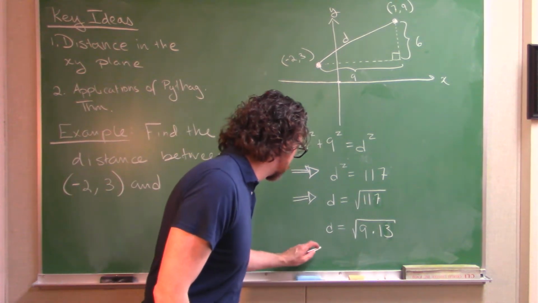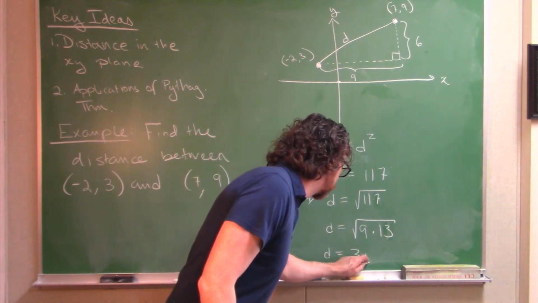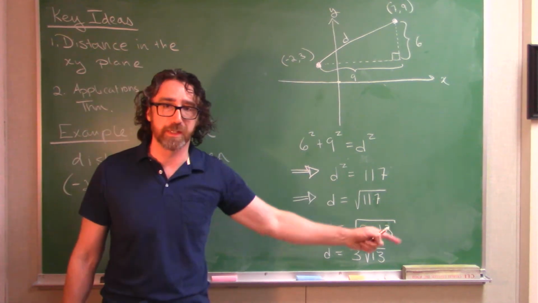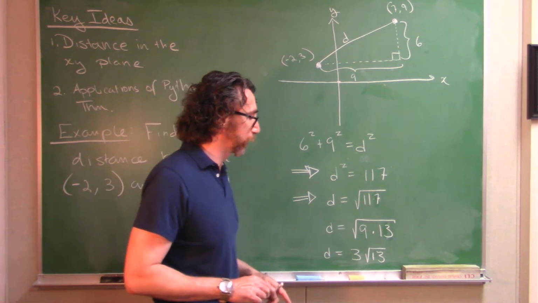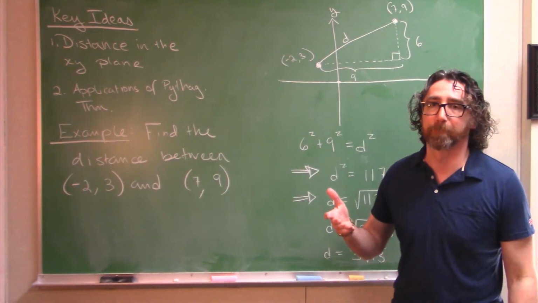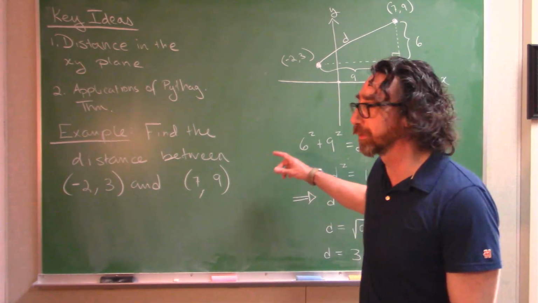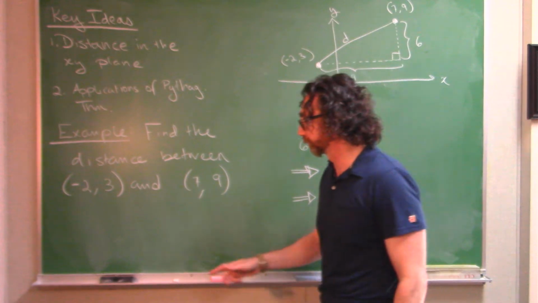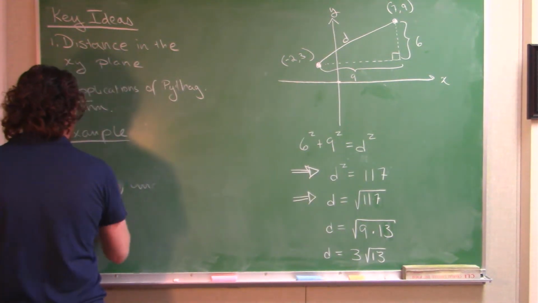And of course, the square root of 9, that's something we know. The square root of 9 is 3. Okay, so the distance between these 2 points is 3 radical 13. So the distance formula that you remember from high school algebra is an application of the Pythagorean Theorem that we discussed in this course. Let's do another example of finding distances between 2 points.